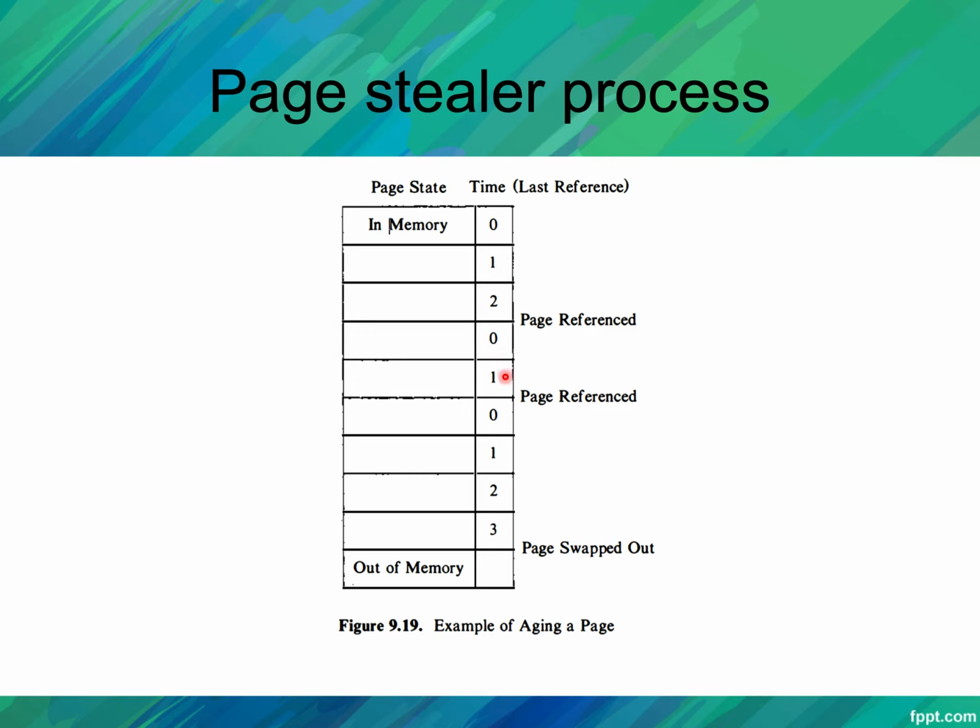Then when it is not referred, it will be incremented. When it is referred, it will be reset to 0. So here 3 is the watermark, or 3 is the maximum age for a page. When it reaches 3, that particular page will be swapped out and a new page will be swapped in. So that is the aging of a page.